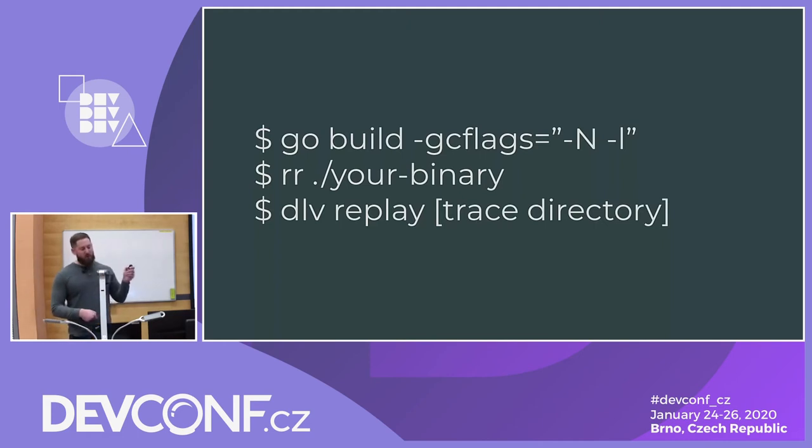So after you've built your binary, just run rr and the path to your binary. What it's going to do is execute your program, and during the execution of your program, it's going to record it. Once your program terminates, it'll save that recording to a trace directory somewhere on your computer. It's configurable. By default, I forget exactly where, but there's a default directory, but you can control the output of it.